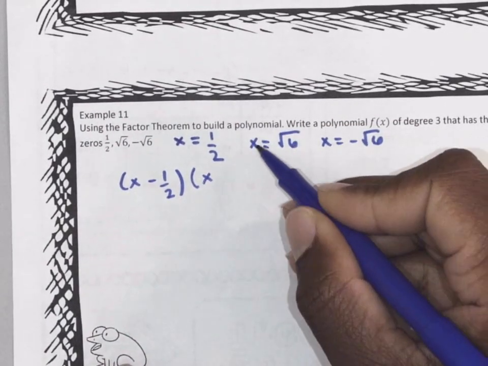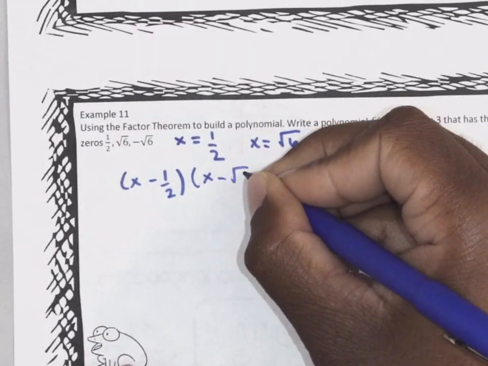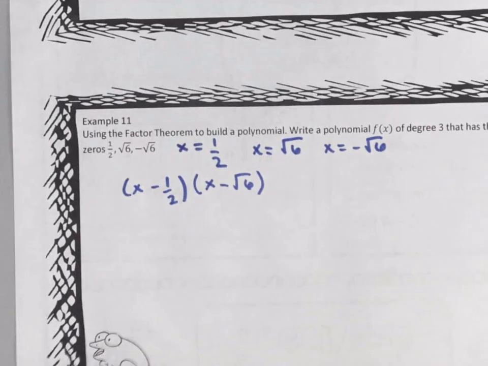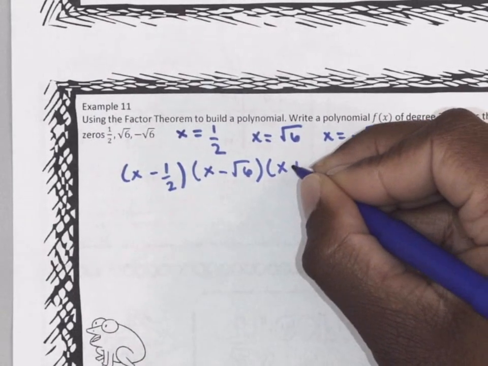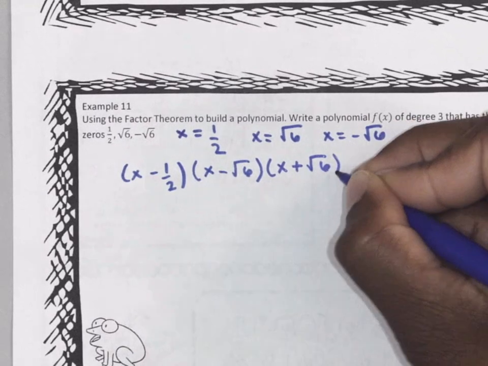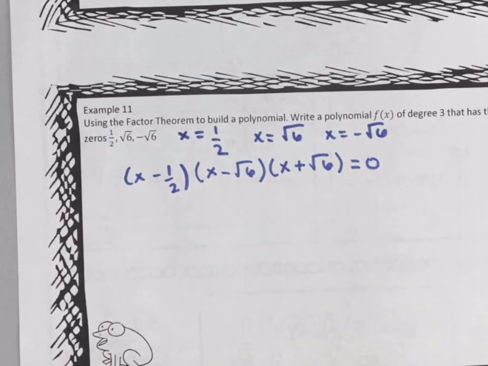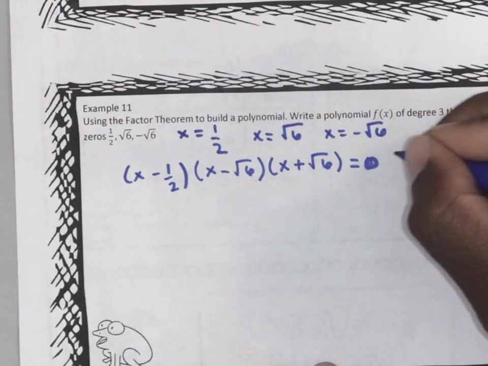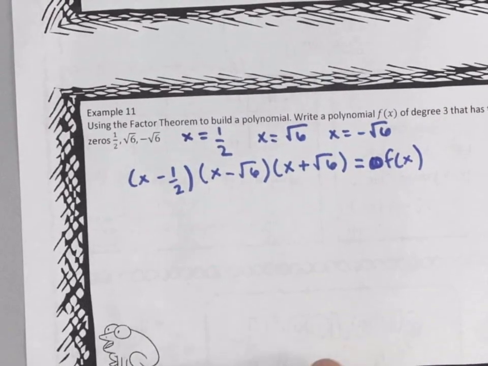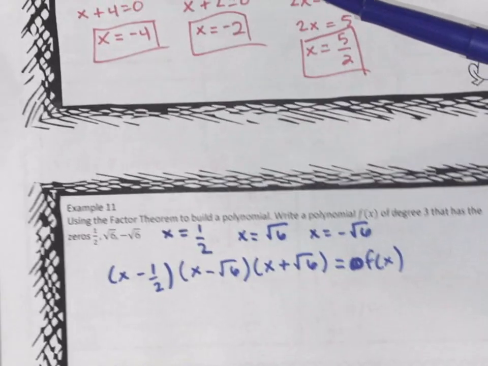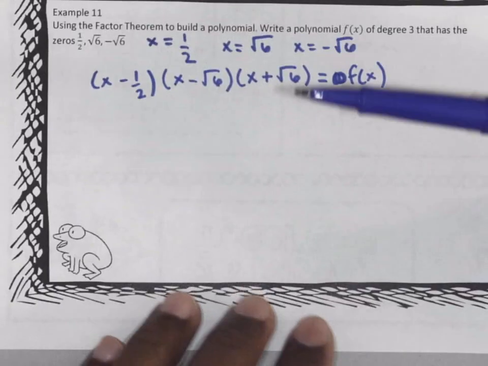I need to move this over, right? So x minus root 6. It's my second factor. What's my last one? X plus root 6. Good job, x plus root 6. And we solved it, this is what we have. Or better yet, we should probably just say f of x. Okay, and remember, I want it to look like a polynomial to the 3rd degree. What do you think we've got to do now?